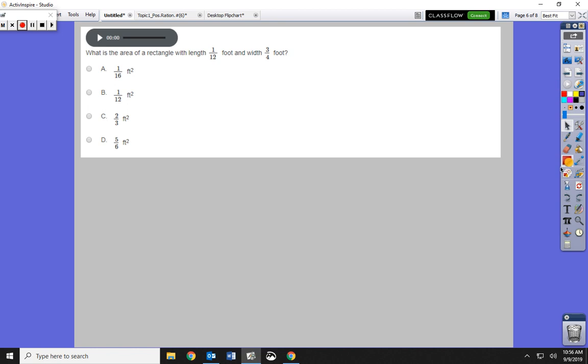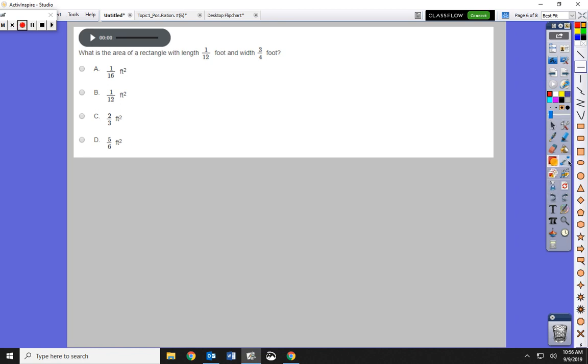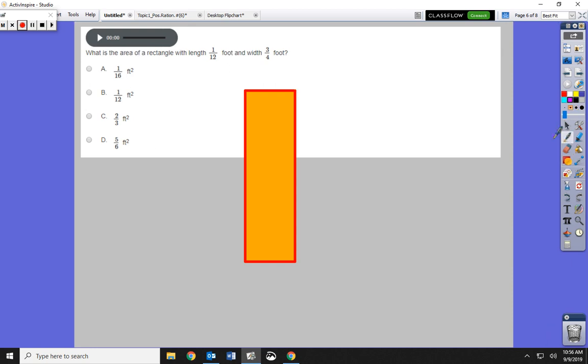What is the area of a rectangle with a length of 1/12 of a foot and width of 3/4? I'm going to make a rectangle. There is my rectangle. I like to sometimes make pictures. It helps me visualize what this question is asking. The length is 1/12 of a foot. The width is 3/4 of a foot. I want to find the area.